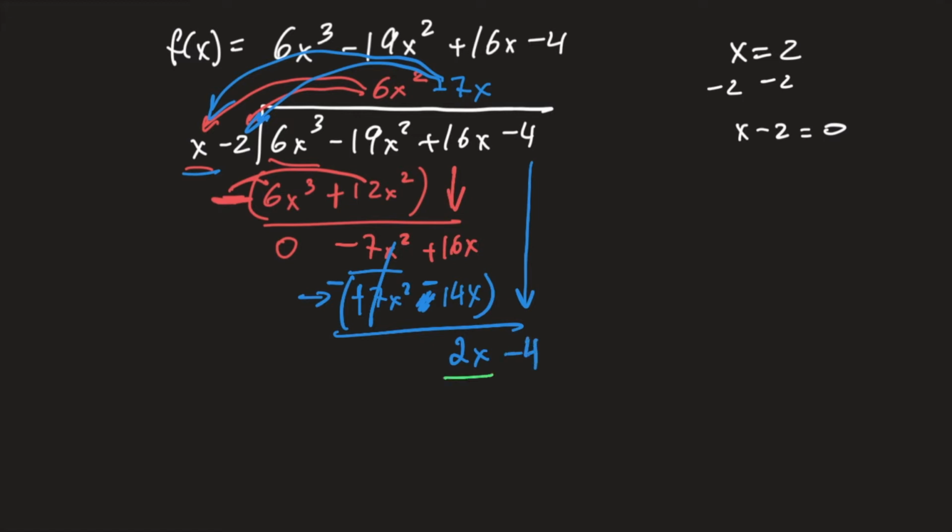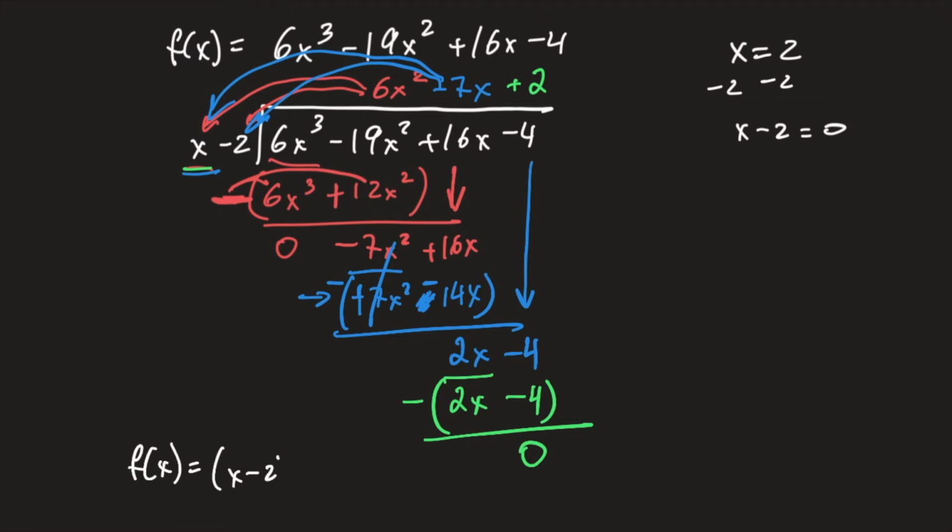And 2x divided by x is just 2. And 2 times x is 2x. And 2 times negative 2 is negative 4. Again, I'm going to subtract this whole value, which means change the signs. And notice this turns into a 0. In other words, there is no remainder. Finally, I can write this polynomial, f of x, as x minus 2, which was the value given to me, times 6x squared minus 7x plus 2.